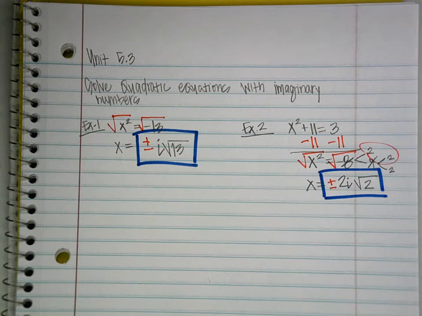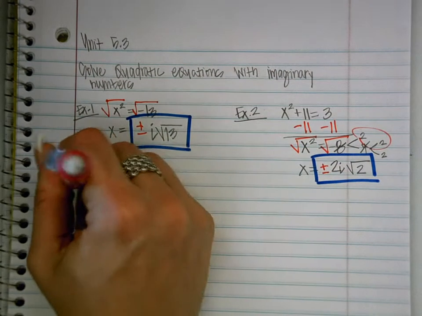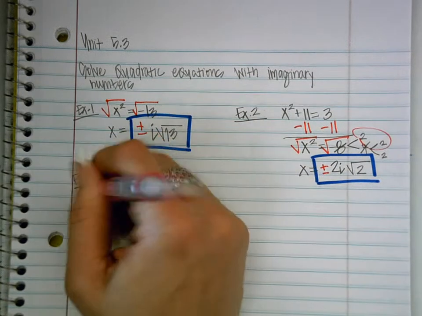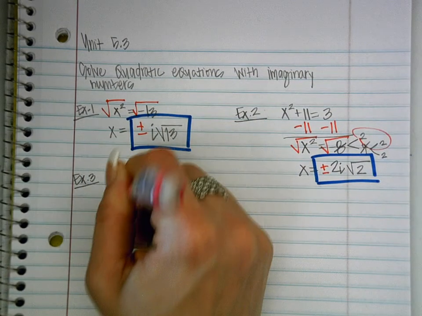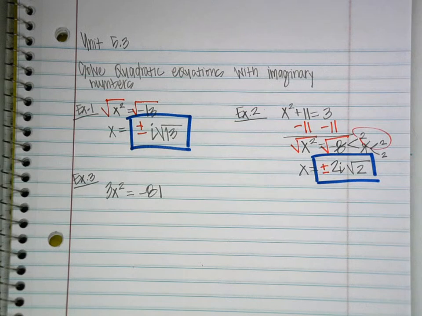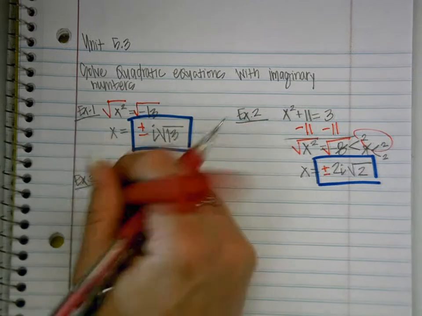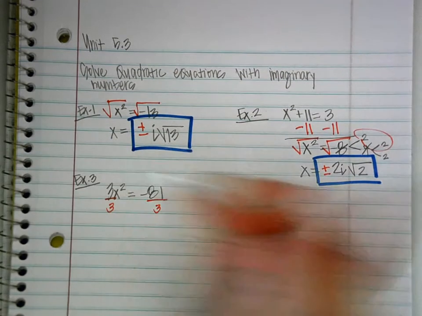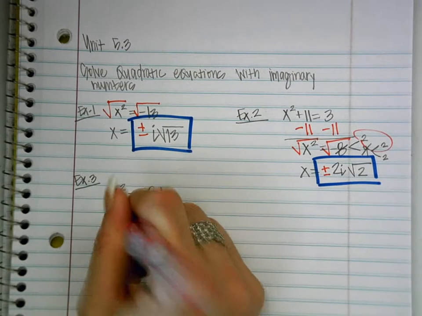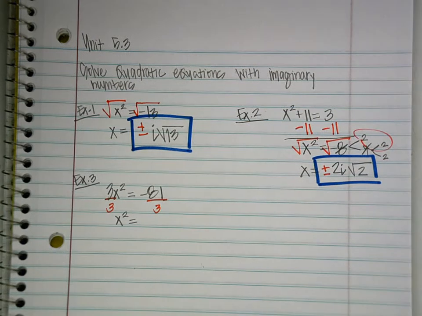Questions on how I did that? Not too bad, hopefully. Okay, how about number 3? Try 3x squared equals negative 81. Something's attached by multiplication. How do you undo that? Divide. So divide both sides by 3. That gives you x squared equals, what's negative 81 divided by 3? Negative 27.